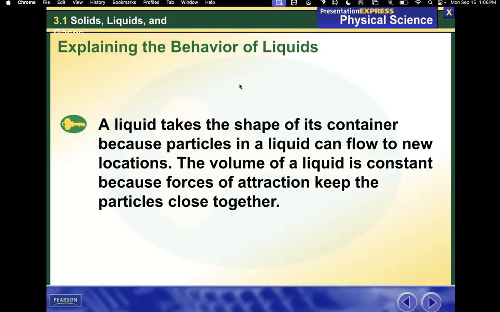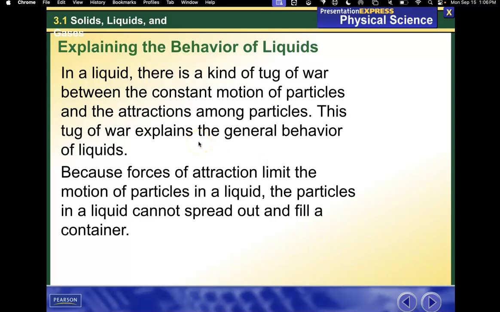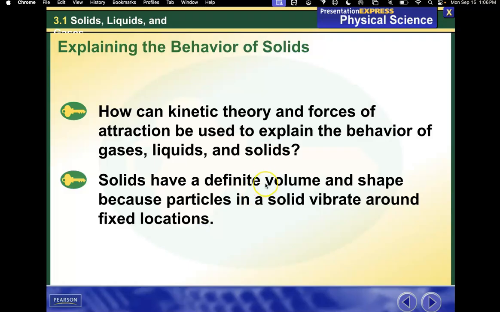A liquid takes the shape of its container because particles in the liquid can flow to new locations. The volume of a liquid is constant because forces of attraction keep the particles close together. In a liquid, there is a kind of tug-of-war between the constant motion of particles and the attractions among particles. This tug-of-war explains the general behavior of liquids. Because forces of attraction limit the motion of particles, the particles in the liquid cannot spread out and fill a container. So they're moving back and forth because of the attractions, and because of moving slow enough, the forces of attraction do count.